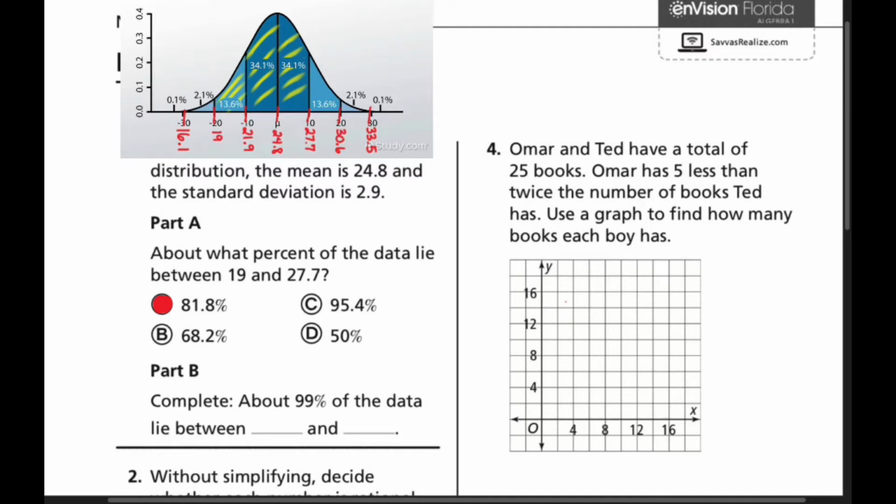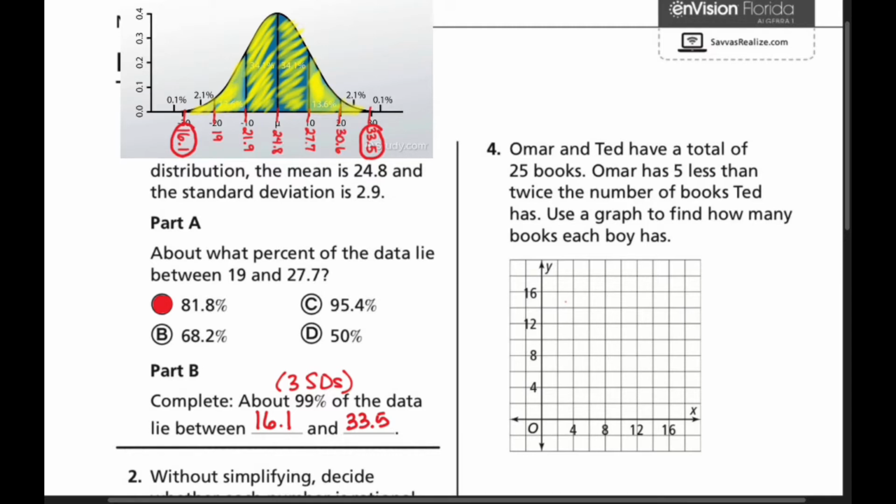About 99% of the data lies between what two numbers? So remember 99.7% is three standard deviations above and below. So that's including the three to the left and three to the right. So you're gonna add everything except for the 0.1%. So if you look, you're going to be all the way from these 2.1s to the center. So that would be from 16.1 up to 33.5.